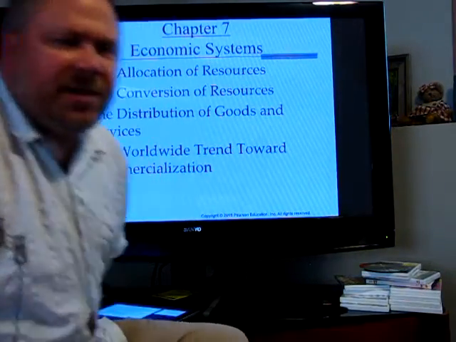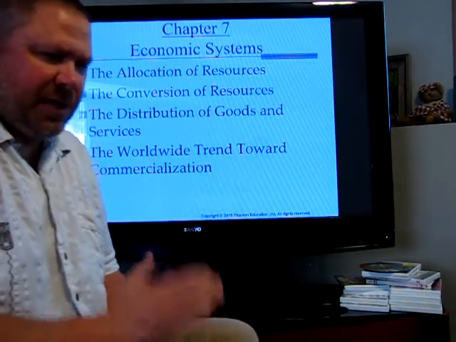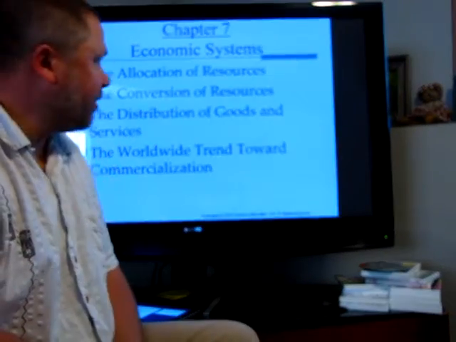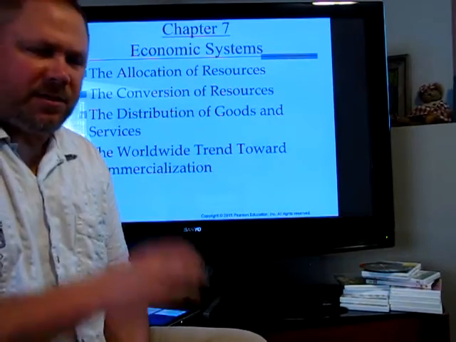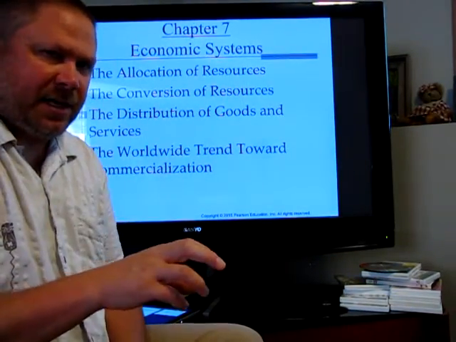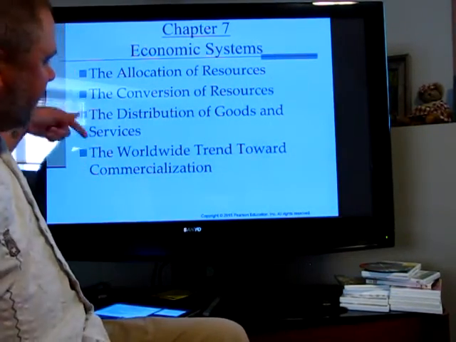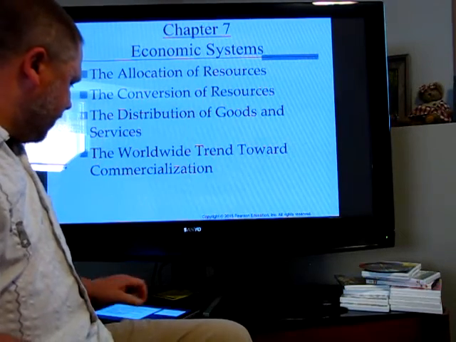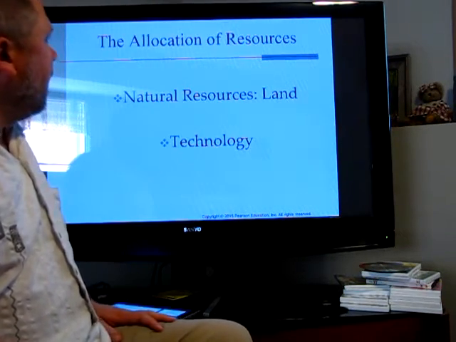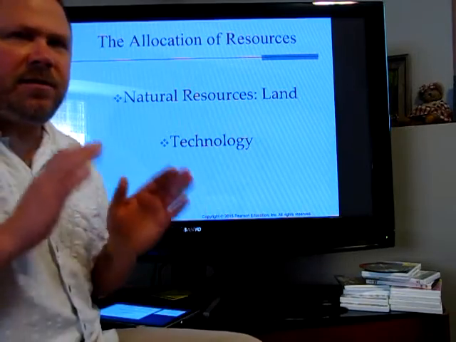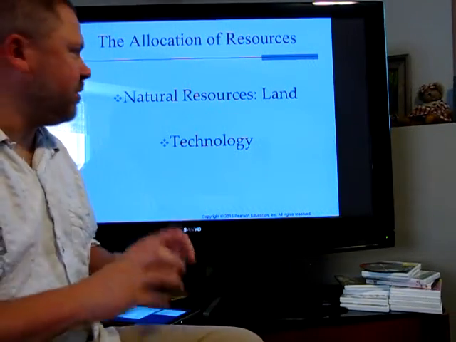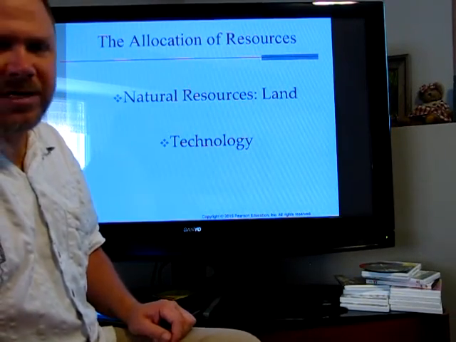Okay, so Chapter 7 deals with economic systems, and we needed Chapter 6 first on food getting strategies because it's very closely tied to economic systems. So here are some of the things that we'll discuss in Chapter 7. So every society has rules on allocating resources.